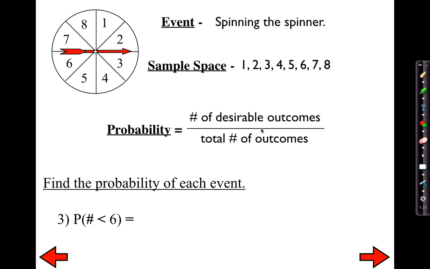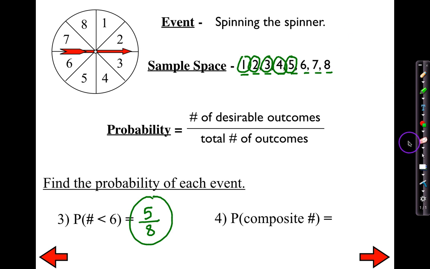Using the same spinner, now they're asking us, what's the probability of getting a number less than 6? Well, a 1 is less than 6, a 2 is less than 6, a 3 is less than 6, a 4 is less than 6, a 5 is less than 6. Is 6 less than 6? No, so we're not going to include that, neither is 7 or 8. So how many ways could we get a number less than 6? If we spin any number between 1 and 5, so that's 5 different ways. How many total outcomes were there? Again, count 1, 2, 3, 4, 5, 6, 7, 8. So the answer is going to be 5 out of 8, and it is reduced, so that's it.